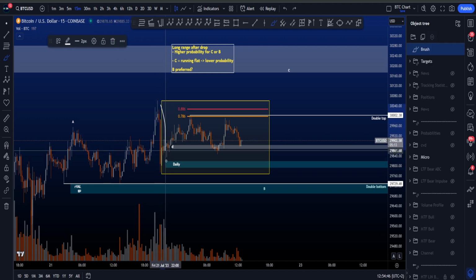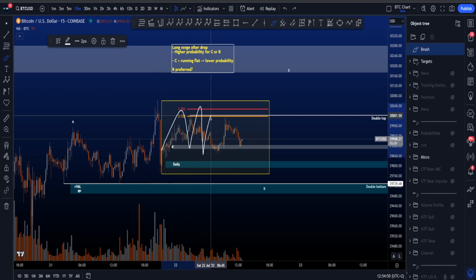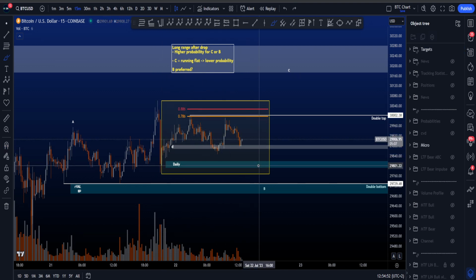So therefore, I'm thinking about this move being a potential wave A, for then this range being a B, for then eventually maybe a C to the downside.